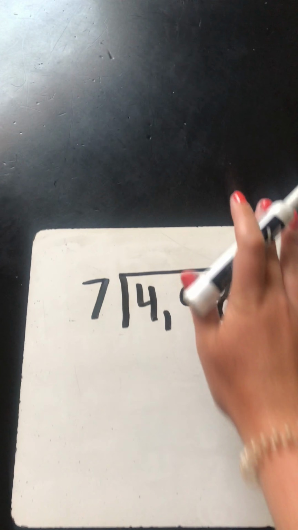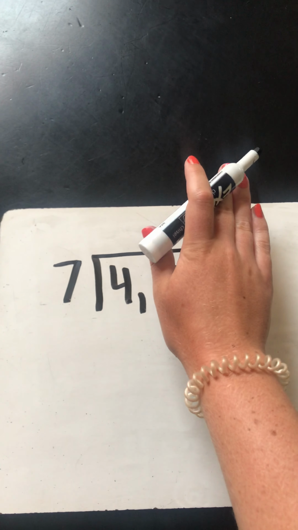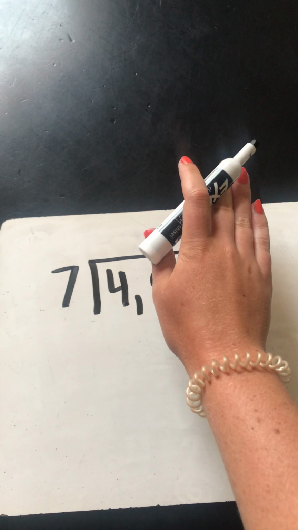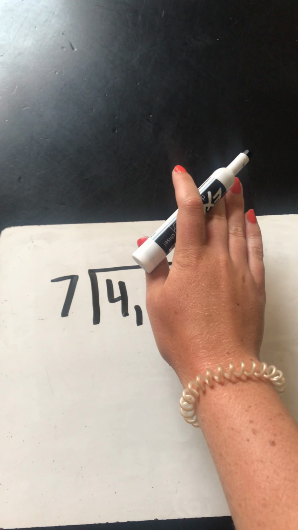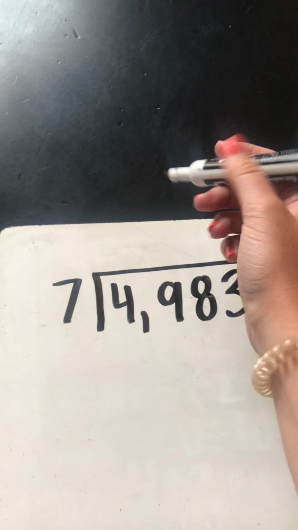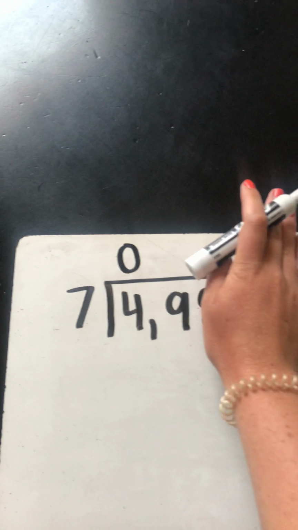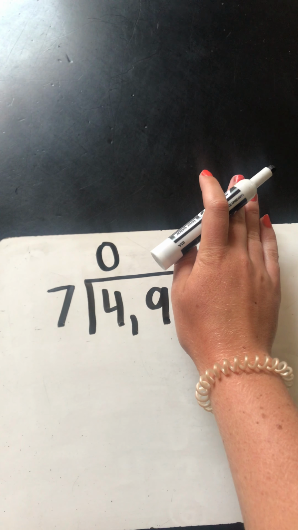So what I want to do is start with the 4, and ask myself, can 7 go into 4? Well, 7 times 1 is 7, and that's already too big. I can't get to 4. So I want to put a 0 above my 4, and now I want to look at 49. Can 7 go into 49?